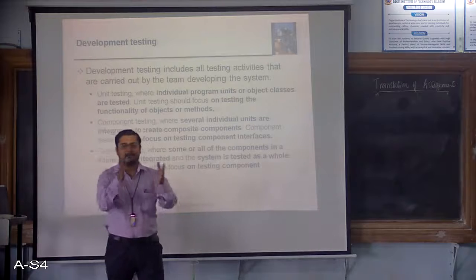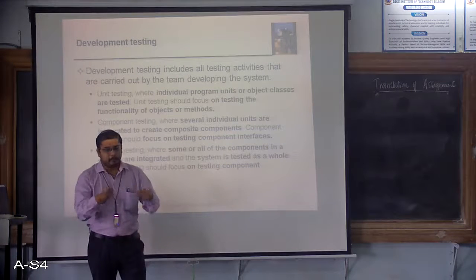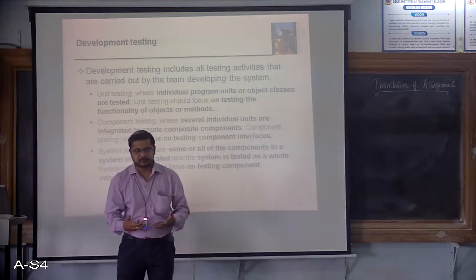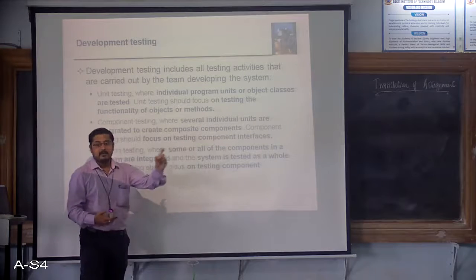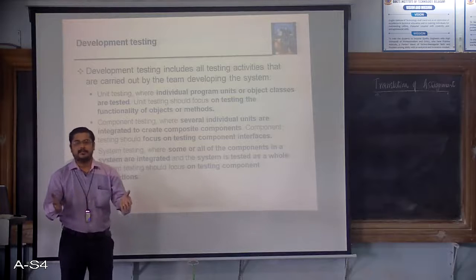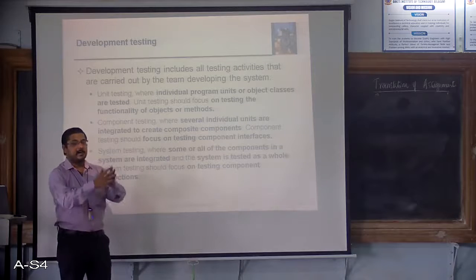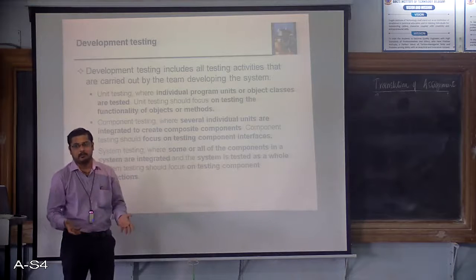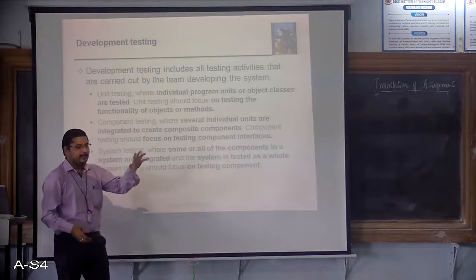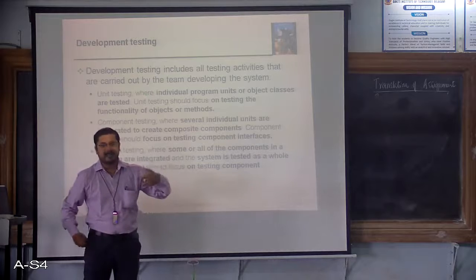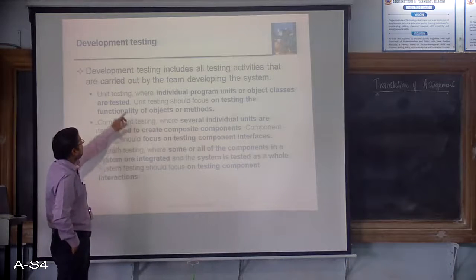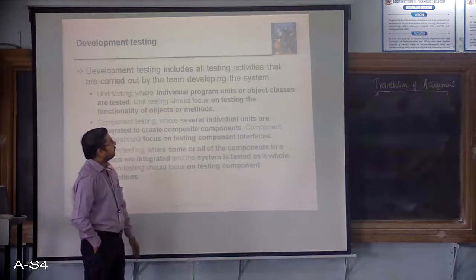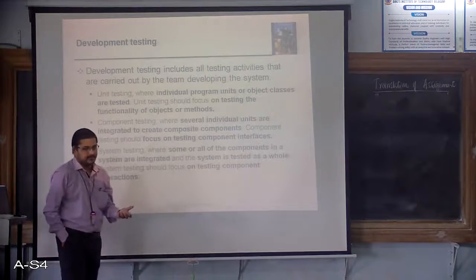For example, you can take a calculator. Calculator is the product which contains different operations: add, multiply, subtraction. Add is a function, one individual unit, responsible for addition, like subtraction, multiply. Combined, we call it a calculator, but each individual operation carries out its own task. When you write a program for the calculator, the individual functions responsible for their assigned activity, that is what we call unit testing, where individual program units or object classes are tested. Unit testing should focus on testing the functionality of the objects or methods.